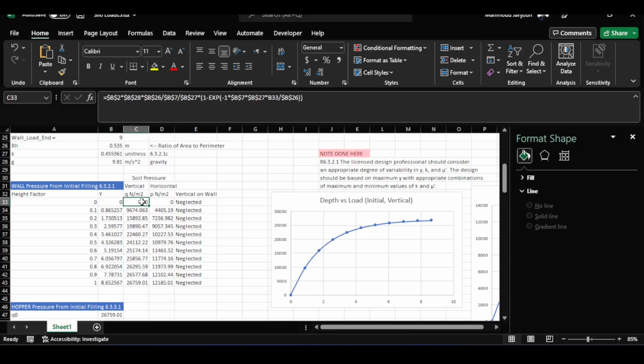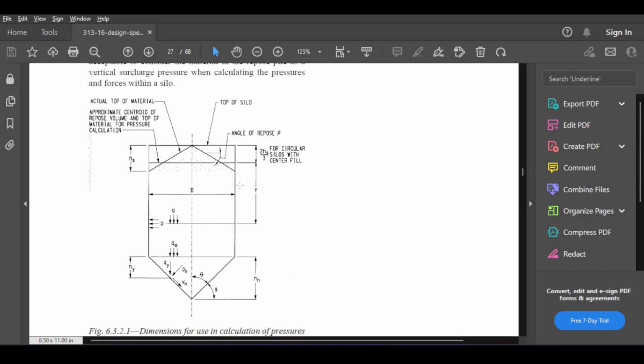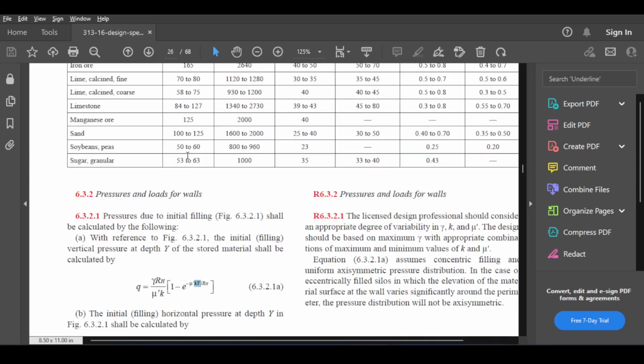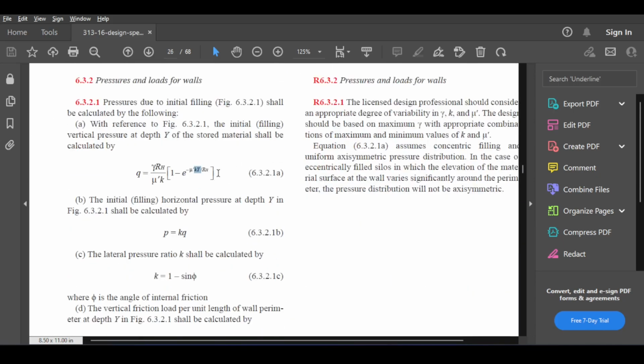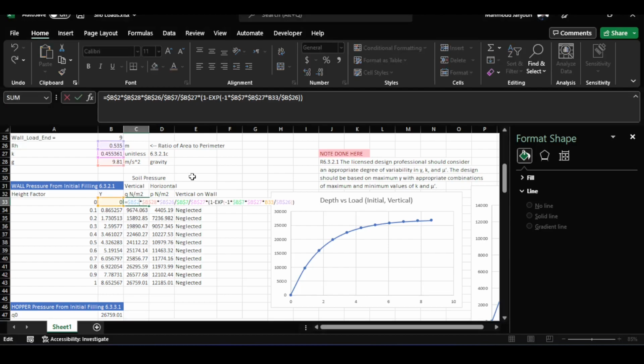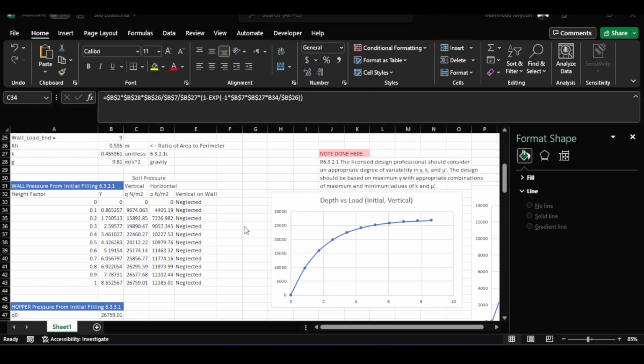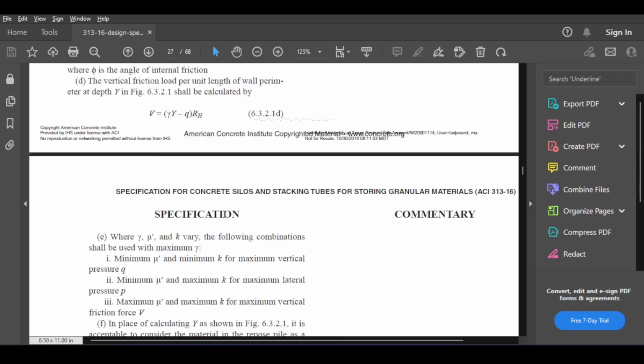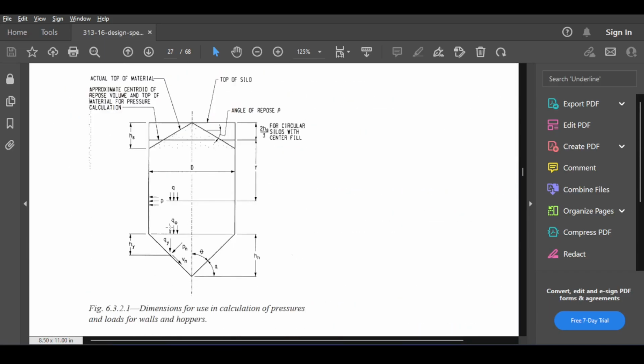This is a gruesome equation where you have to do everything. It's a long equation. What you see here basically is this equation, 6.3.2.1a, in full use. So you see all kinds of stuff: multiplications, divisions, exponentials, negatives. This is all included here. And this is the vertical pressure, so the pressure in the soil in the vertical direction. Even this shows you that Q is actually the vertical pressure at Y.